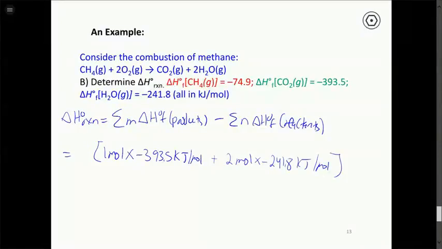Alright, so that's the sum of the delta H's of formation for the products. 1 CO2 plus 2 waters. And then we're going to subtract the sum of the delta H's of formation for the reactants. So on the reactant side we have 1 mole of CH4, and its delta H of formation is given to us as minus 74.9.